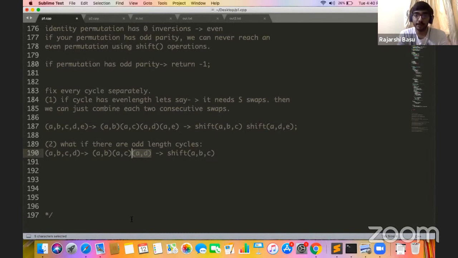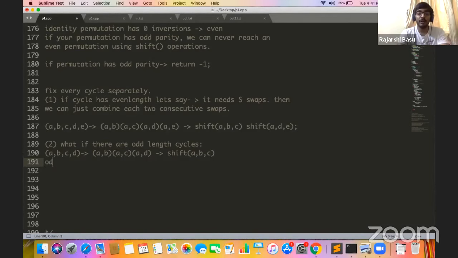This is another tricky part of the problem. You have to observe that, firstly, there cannot be an even number of odd length cycles because that messes up your parity. Because see, sorry, I said the completely opposite thing. There cannot be an odd number of odd length cycles, right?